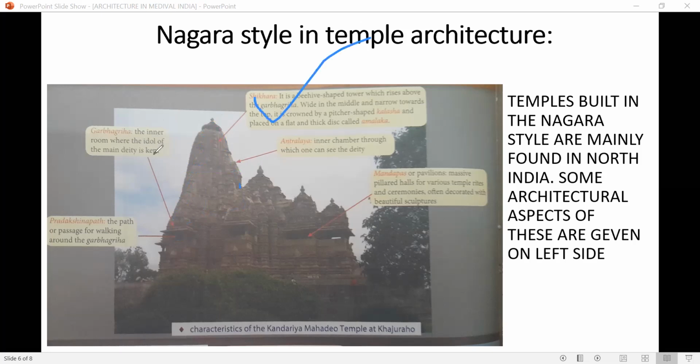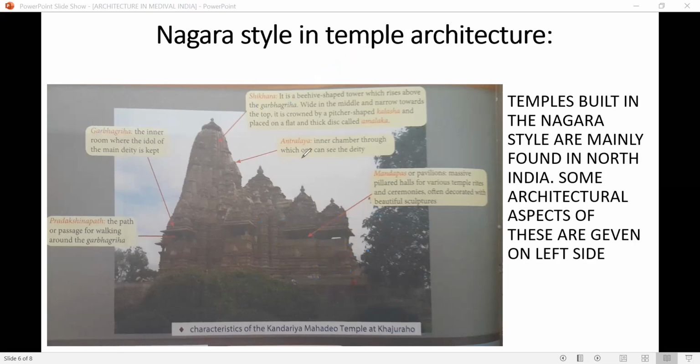Now we are going to the second thing, which is Garbhagriha. It is the inner room where the idol of the main deity is kept. Main deity here means the gods and goddesses. Garbhagriha actually means where the deity is kept. If you are in a temple, the bell is placed there, and inside a very small box-type space, a portrait or sculpture of the god or goddess is kept. This place is known as Garbhagriha.